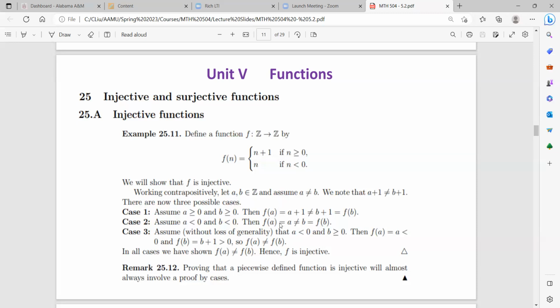All right, so we have proved all the cases: when A is not equal to B, f of A will not be equal to f of B. So that means this function is one-to-one or injective. This is the one thing that we should be aware of: when we deal with piecewise defined functions, we usually need to separate the cases based on the definition of the function, and that's almost true every time. So this is about the injective functions, I guess.